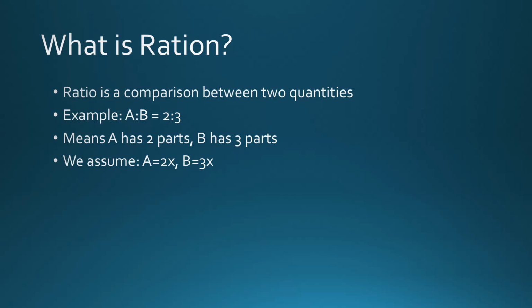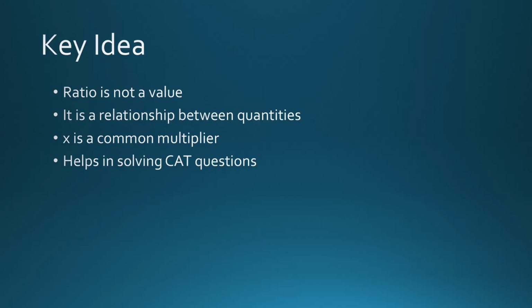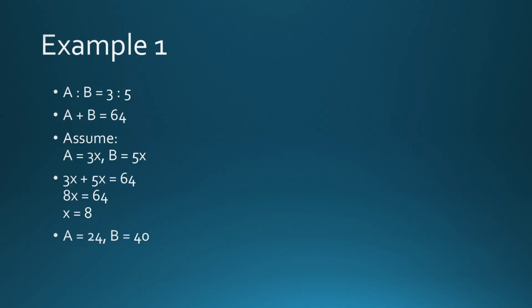So, if we take a common multiplier x, the value of A will become 2x and B will become 3x. So always remember that ratio is not a value, it's just a relationship between quantities. And we can always use x as a common multiplier. It helps us in solving CAT questions.